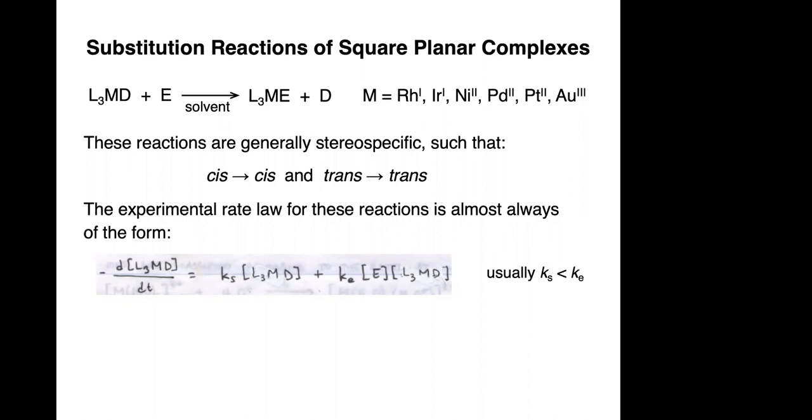So let me try to ask a question, and if somebody has an answer, the first person to unmute and speak, I think, gets to answer. So what does it mean when we see that there's two terms in a rate law? What does that tell us about the mechanism of the reaction? If anybody wants to suggest an answer, please go ahead.